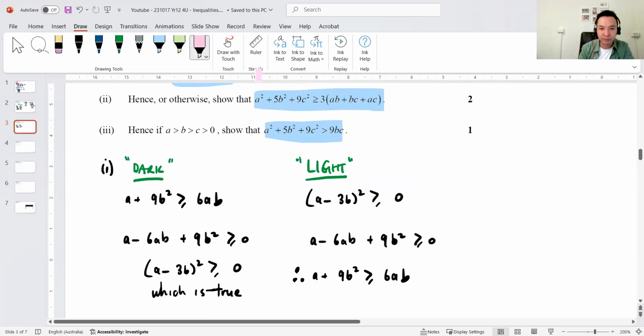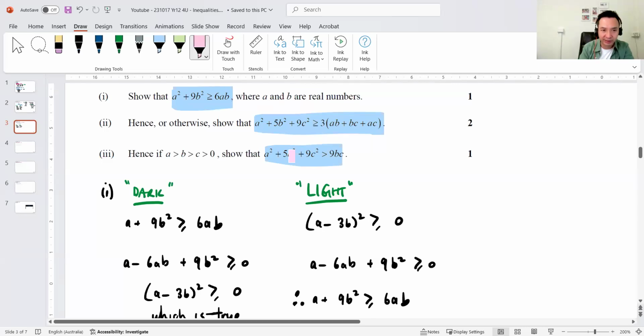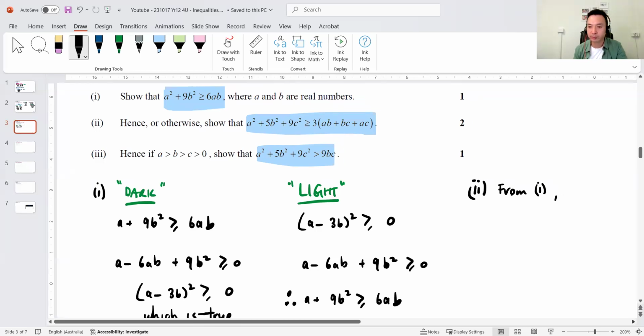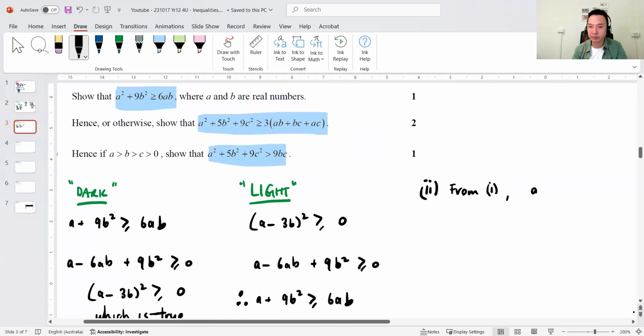Because right now, my part A is asymmetrical, right? There's A squared there and B squared there. One's got 1 in front of it, one's got 9 in front of it, right? That asymmetry is actually what they sort of use for part 2. So you go from 1. Yeah, I'm just going to copy it. A squared plus 9b squared greater than or equal to 6ab.